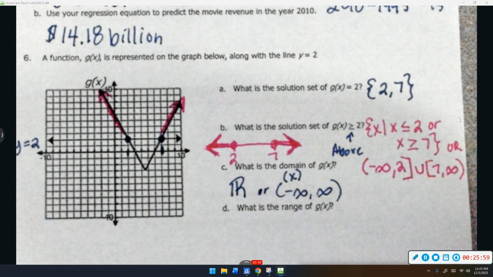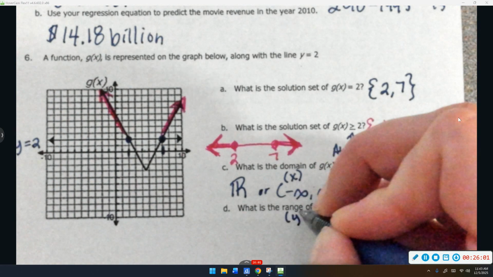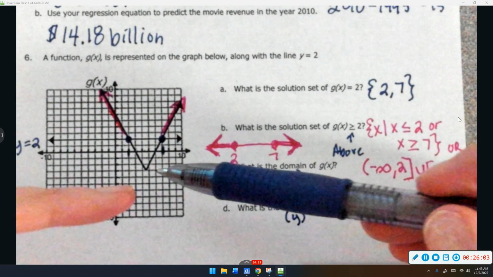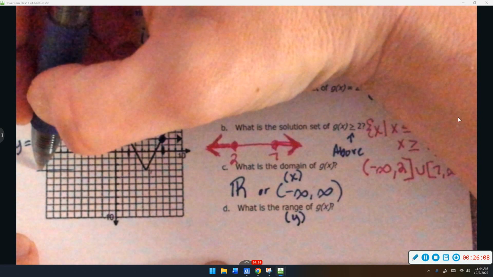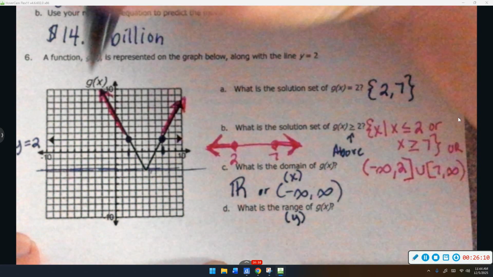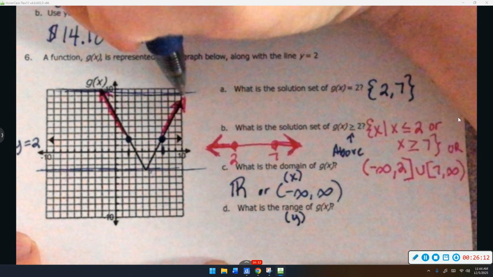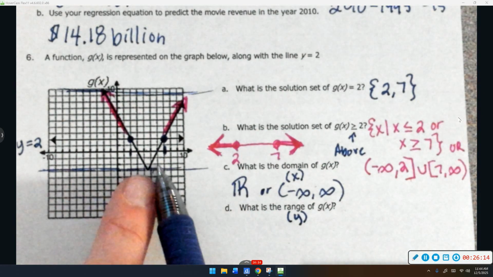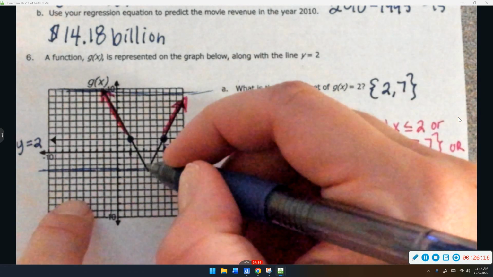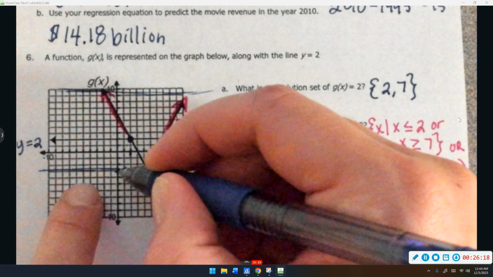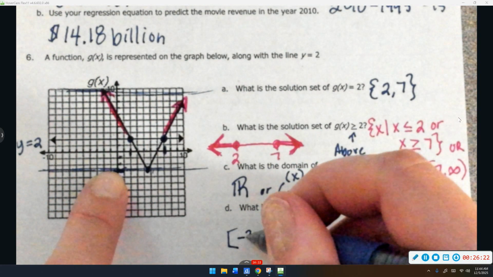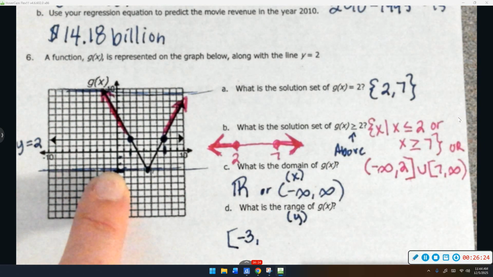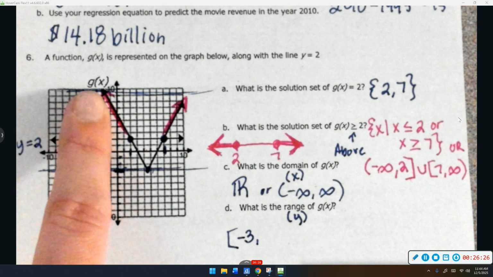Okay, range, that's asking me for the y values. So remember, I look at this bottom to top. So I find the bottom of my graph. Bottom of my graph is right here. Top of my graph is right here. The bottom, I have a point. And what's that y value? Right here, it is negative 3. So my range goes from negative 3 up to, what's the top?